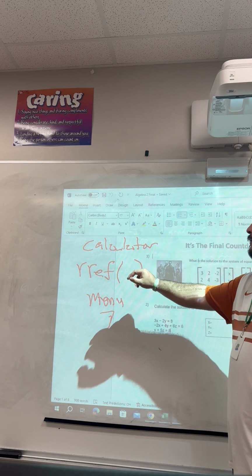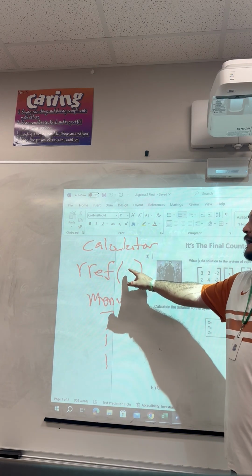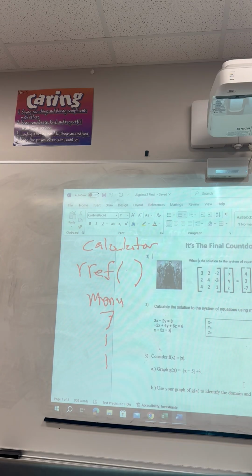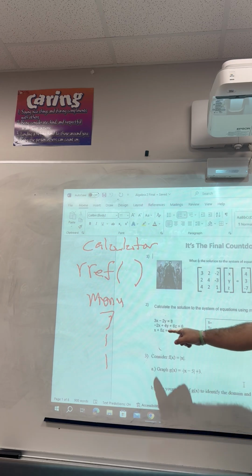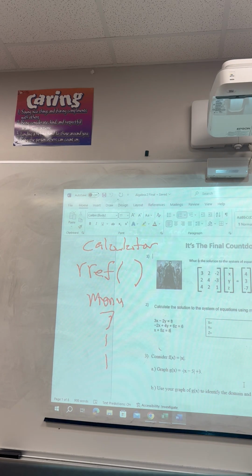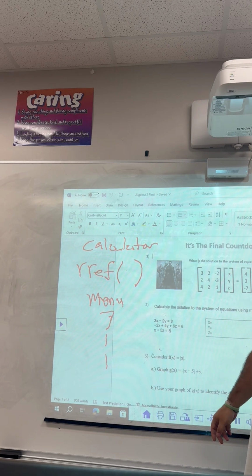Do the same thing for number 2. Use your calculator, RREF, parentheses. Inside the parentheses, you put menu 711. It's going to pop up 4 rows, 3 columns. For these, there's a 3 for the X, a -2 for the Y, and then there's not a Z value here. If there's not a value there, you put 0. Then the last value would be 8.